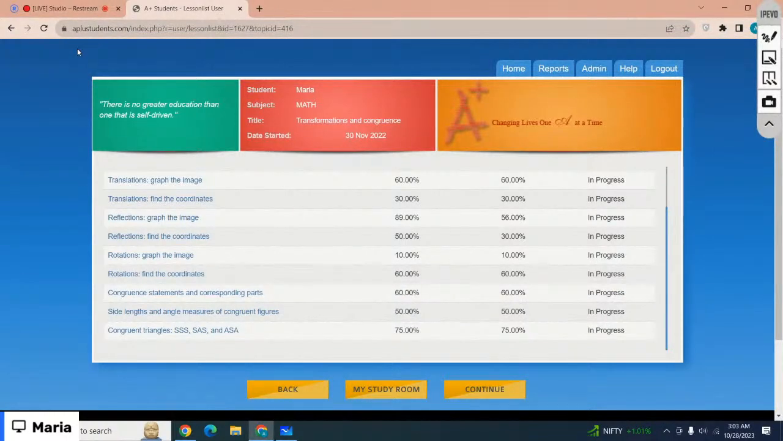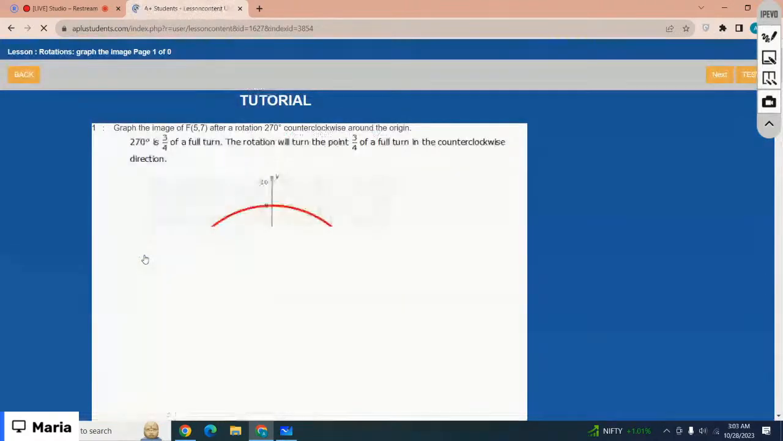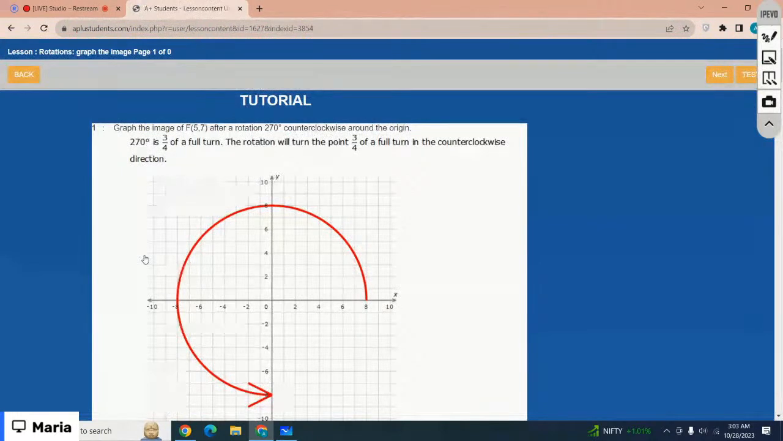Here I'm on grade 8 math. The chapter is transformation and congruence. Let's start with the lesson, that is rotation, graph the image. Graph the image of F(5, 7) after a rotation of 270 degrees counterclockwise around the origin, right?